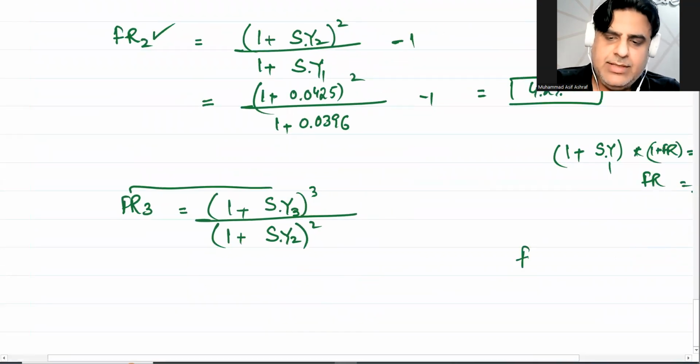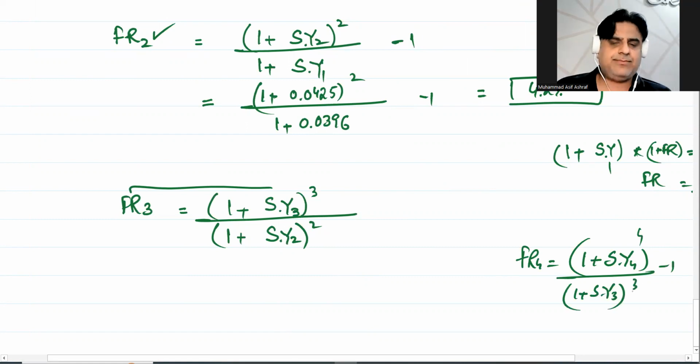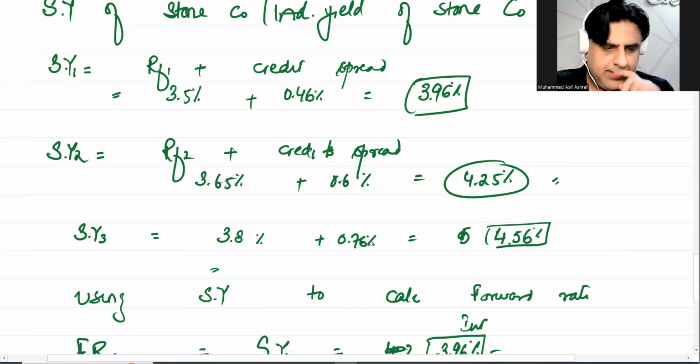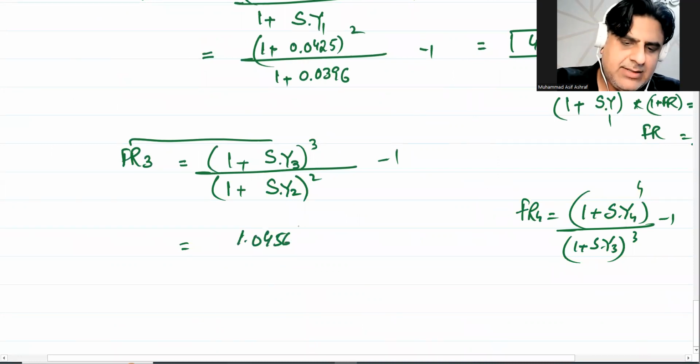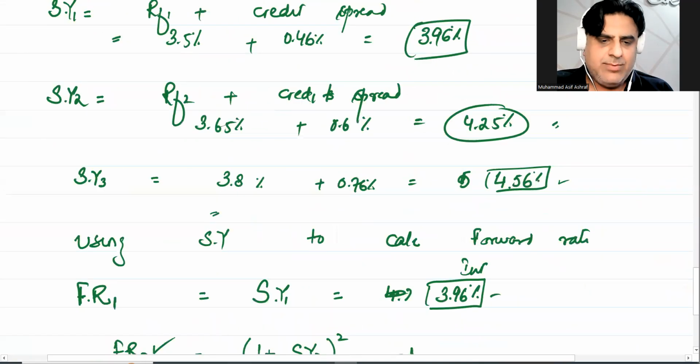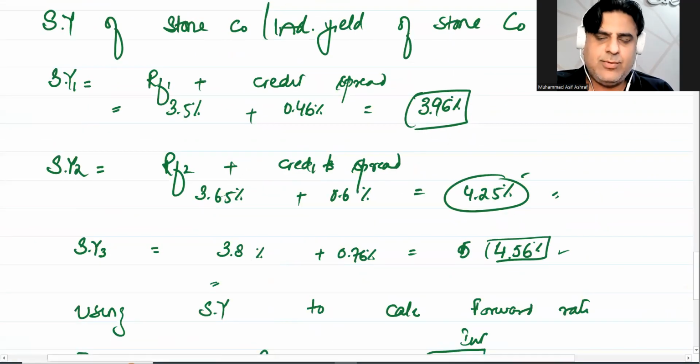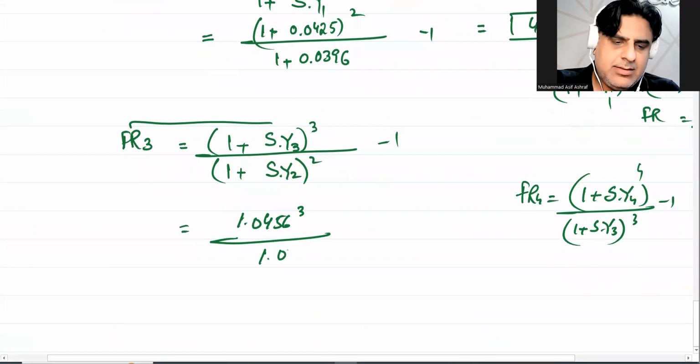So if I find out the forward rate of year 4, how I will find out? 1 plus spot yield of year 4 raised to the power 4 divided by 1 plus spot yield of year 3 raised to the power 3, minus 1. So what is the spot yield of year 3? We have calculated it 4.56%. 1.0456 raised to the power 3 divided by what was the spot yield of year 2? This is 4.25%, square, minus 1. So this is the forward rate of year 3.